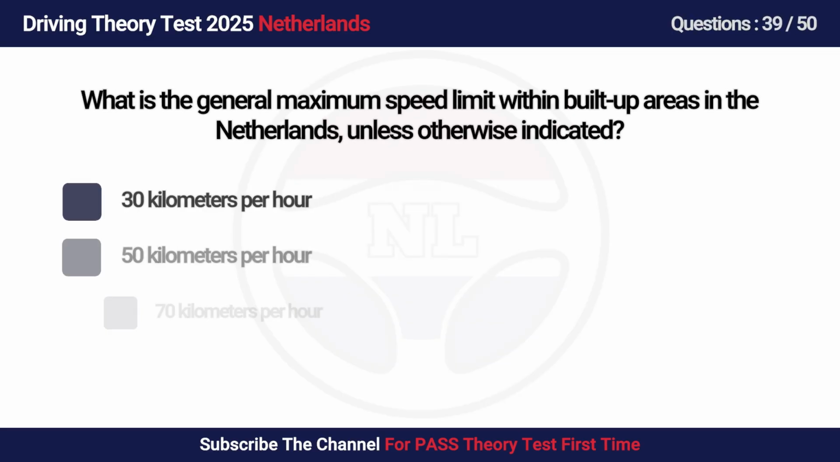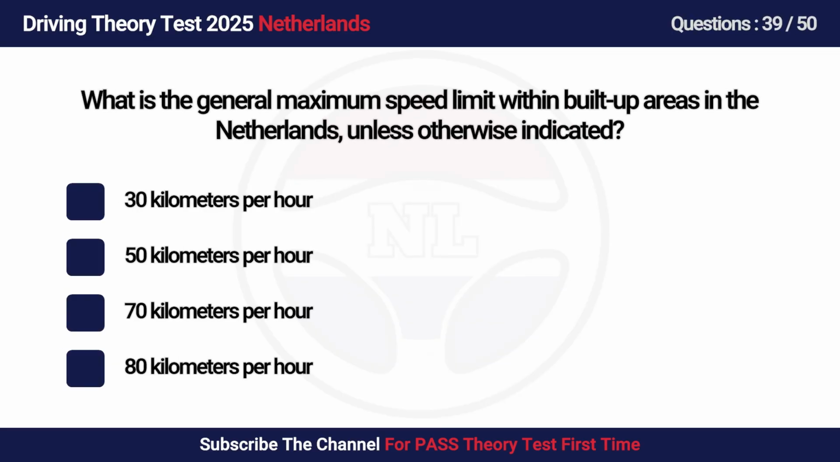Question 39. What is the general maximum speed limit within built-up areas in the Netherlands unless otherwise indicated? A. 30 km per hour. B. 50 km per hour. C. 70 km per hour. D. 80 km per hour.